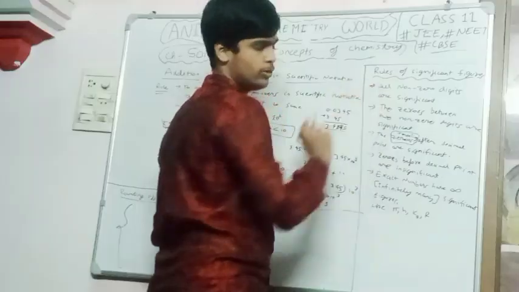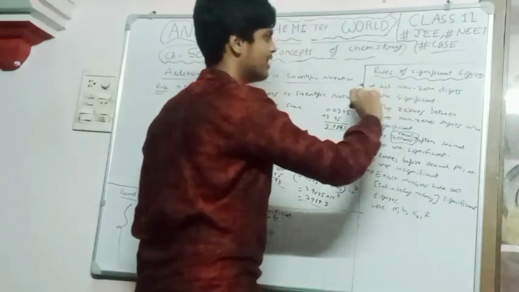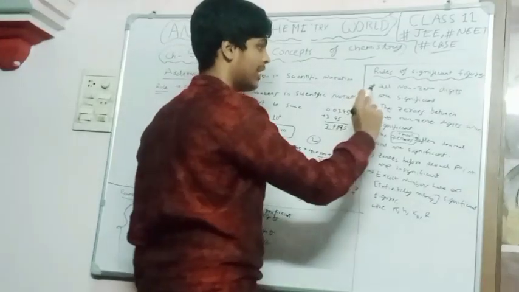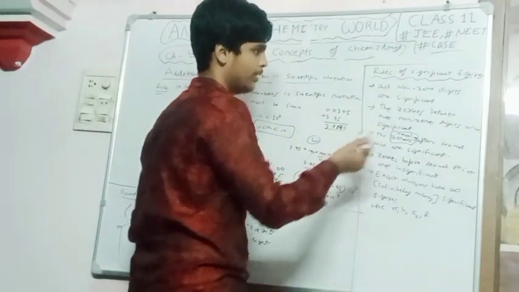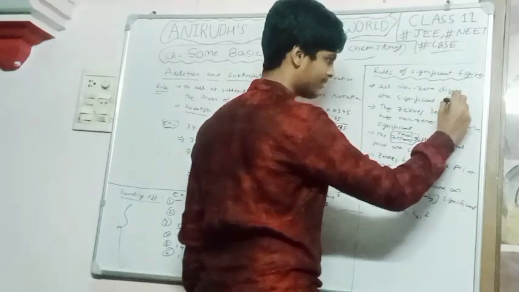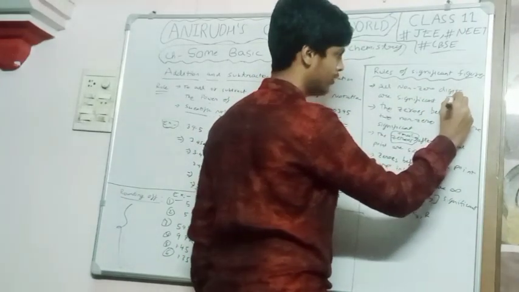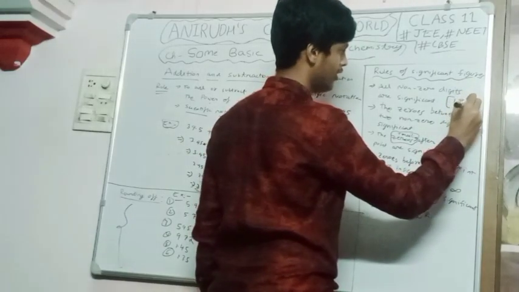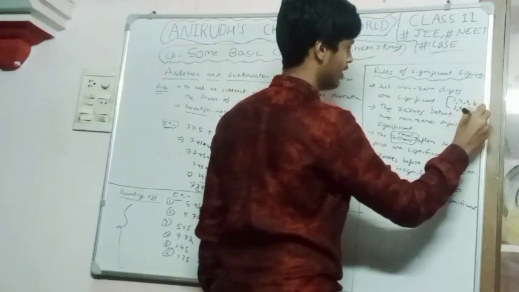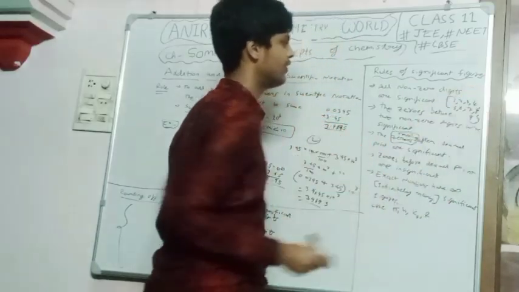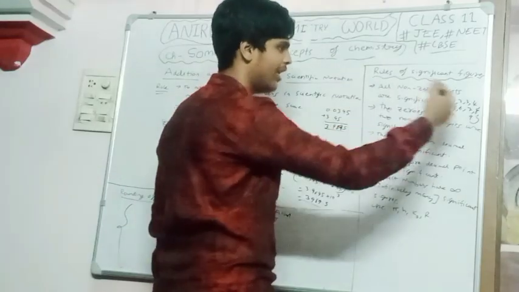Basically, you don't need to understand the definition of significant figures. We need to only understand the rules of significant figures. The first rule: all non-zero digits are significant. What does it mean? Except the number 0, from 1, 2, 3, 4, 5, 6, 7, 8 and 9, all the numbers are significant. All the non-zero digits are significant. Means except 0, all are significant.